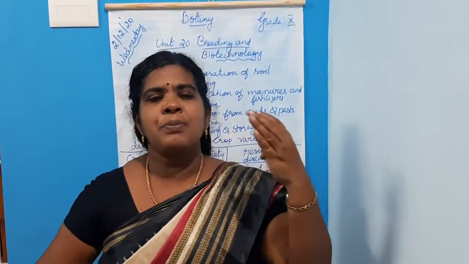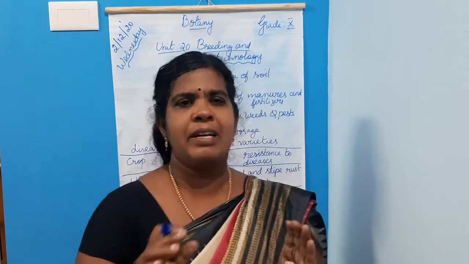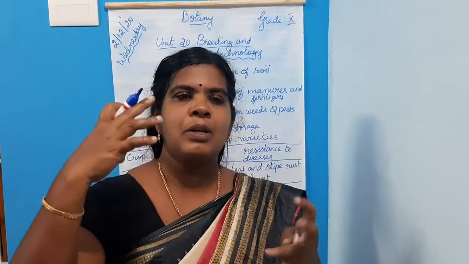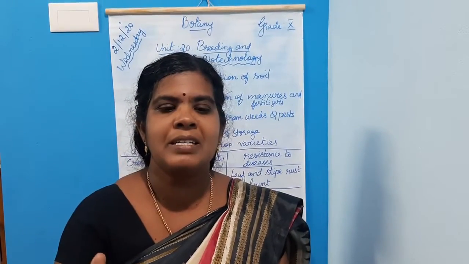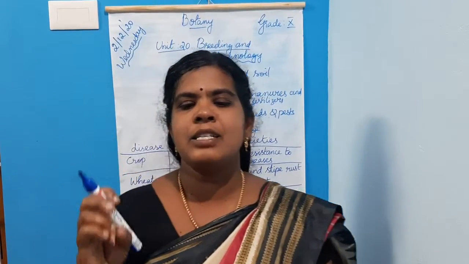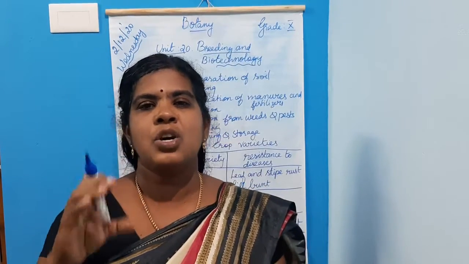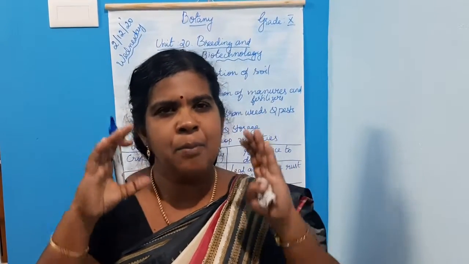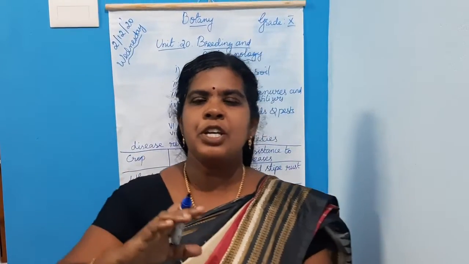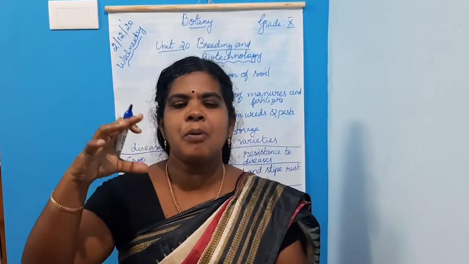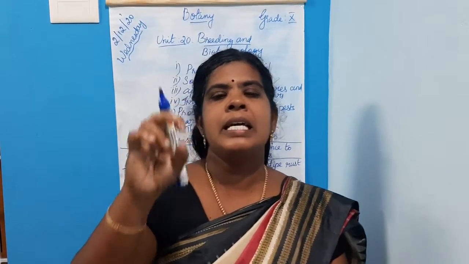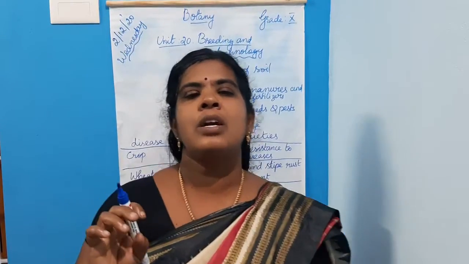The aim of crop improvement, or the aim of plant breeding, is to develop improved crop varieties. What are the characteristics of improved crop varieties? The variety should possess higher yield, better quality, resistance to diseases and short duration.